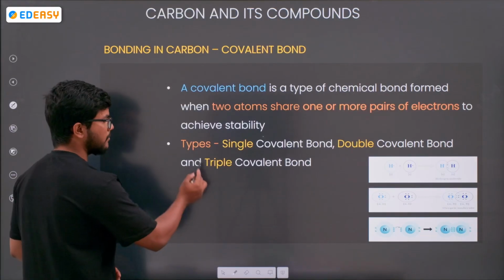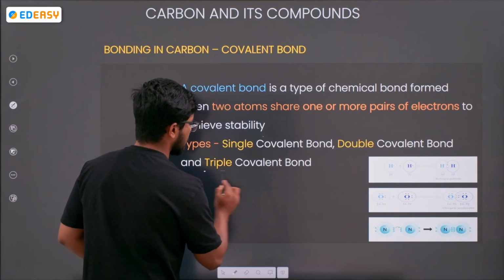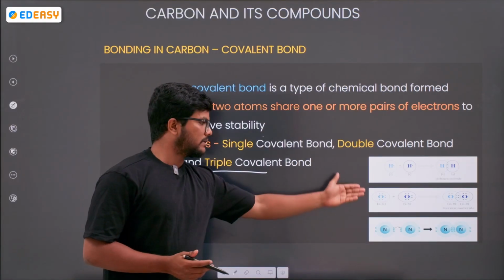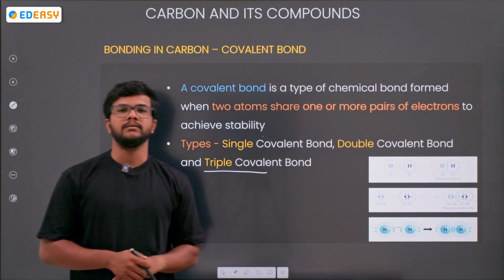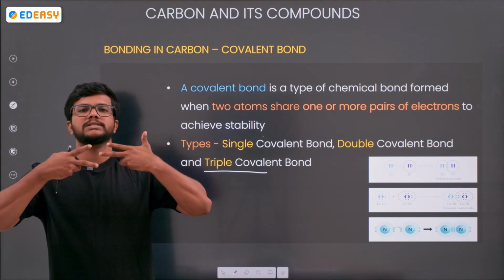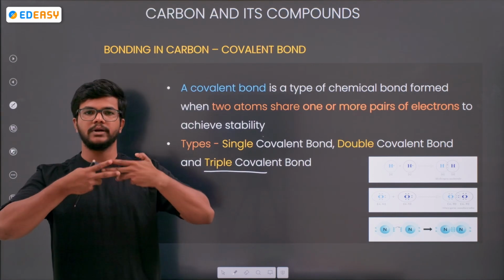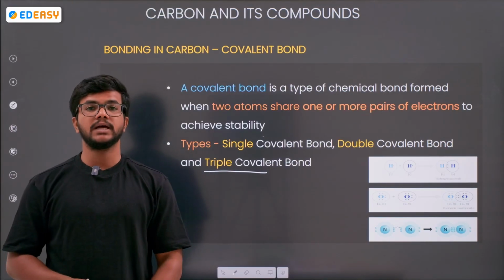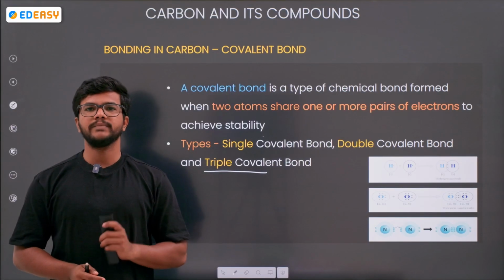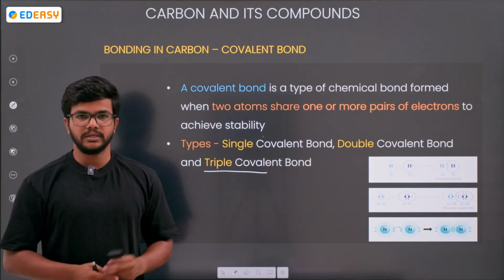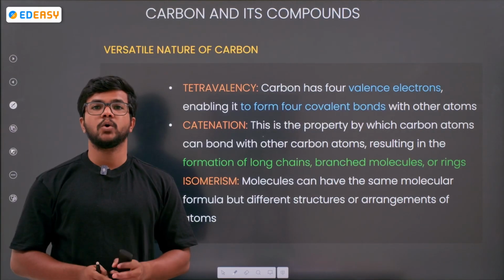So single covalent bond, double covalent bond and triple covalent bond. Okay, these are the examples for hydrogen, oxygen and nitrogen bonding. Hydrogen bonding is a single covalent bond, oxygen bonding is a double covalent bond, and nitrogen a triple covalent bond to achieve stability. This is what the covalent bond is. So how can there be covalent bonds in carbon? In the next slides we will discuss the covalent bond in carbon.